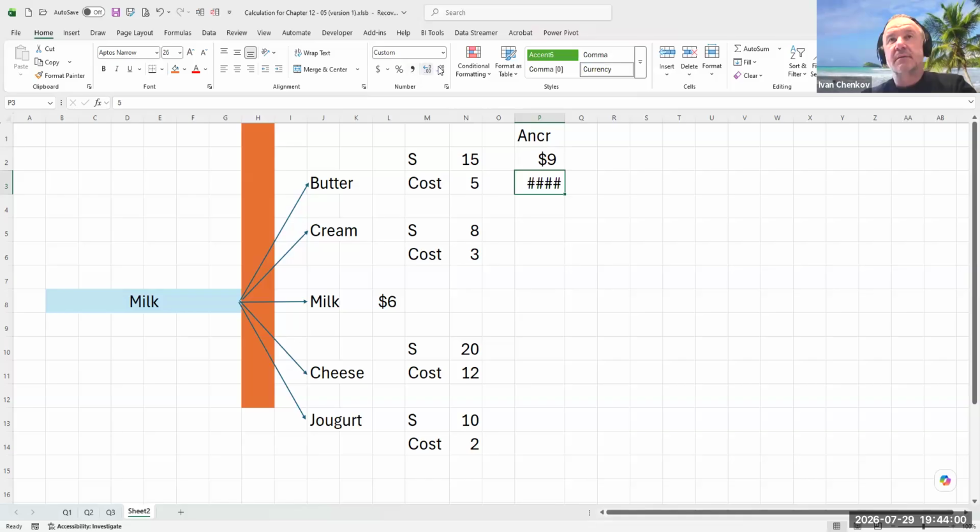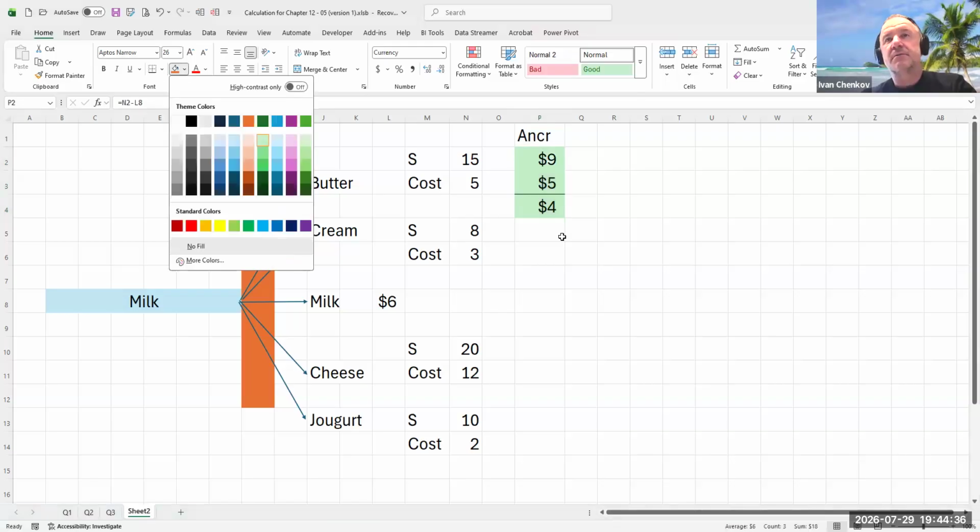So in that case, it's going to take me $5 to make it. Where's my contribution margin? Here it is going to be 9 minus 5, so I'm making $4. Should I go with this? Yes, I'm going with this. This one is the green line. This one we mark as green.